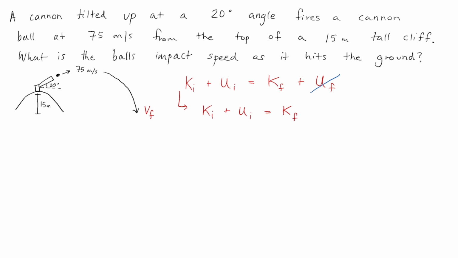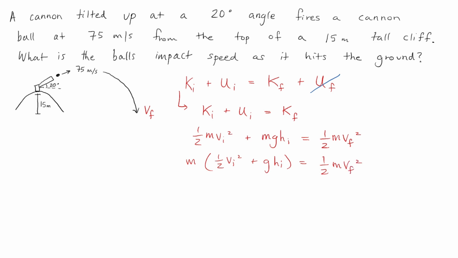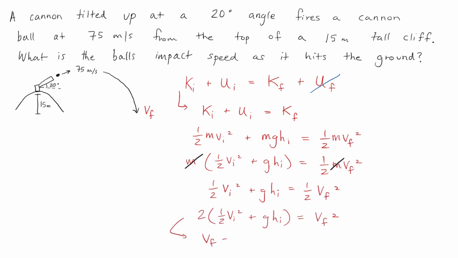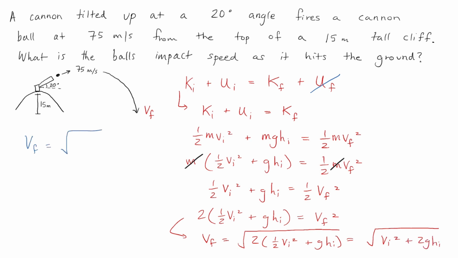The next thing we want to do is replace our kinetic energy terms with 1/2 mv squared and our potential energy terms with mgh. And now all we need to do is simplify this equation and isolate for Vf. Notice we don't need to know the mass of the object because mass will cancel out. From there, all we need to do is keep rearranging and isolating for Vf. And what we find is Vf is equal to the square root of Vi squared plus 2ghi. And now the hard part's done.